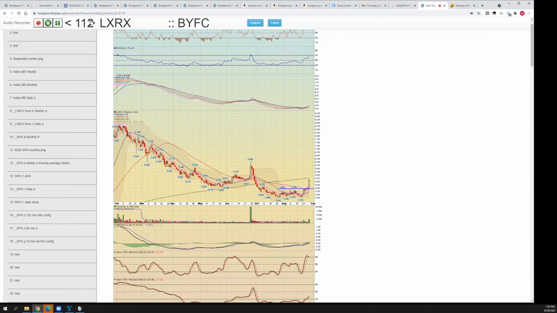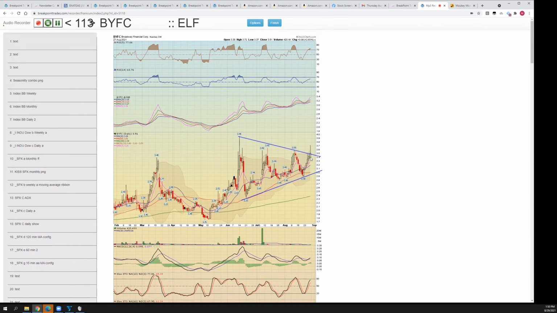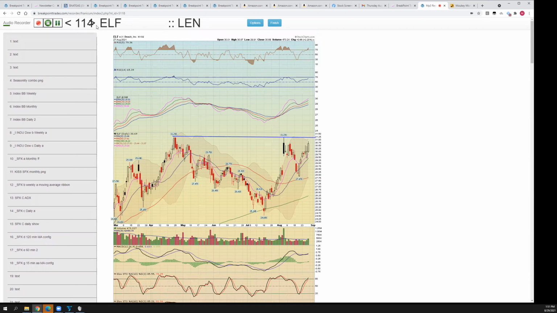Okay. Next. Chart 113, BYFC, coil pattern from last week. Broke on Friday, but pulled back off the highs. Still looks okay. I want to see it follow through though. Next. Chart 114, ELF. Here's the setup from last week that didn't trigger. It's still valid. Cup and handle like pattern over this resistance.